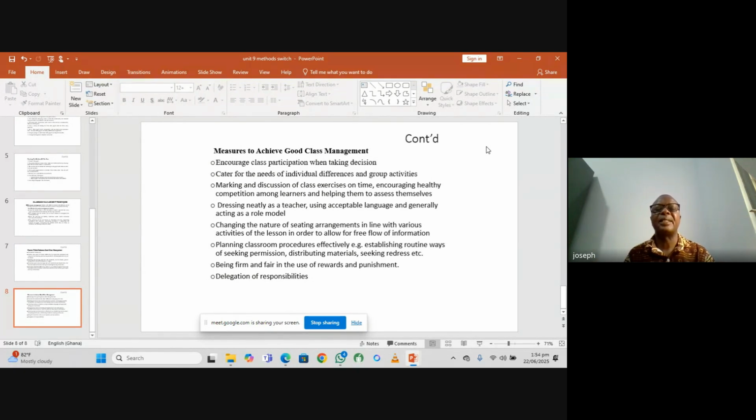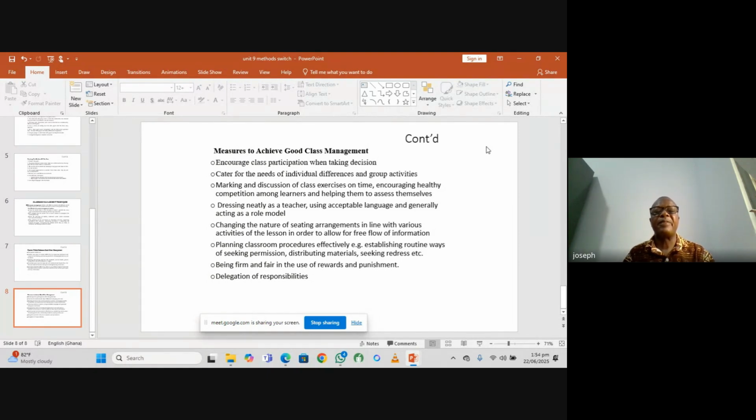Change the nature of the sitting arrangement depending on the topic and the class. Don't let them sit in one place throughout the term. Change their sitting places, because they are all part of the class. Let them interact among themselves, so far as classroom management is concerned.